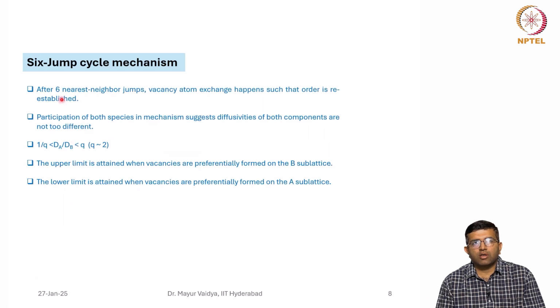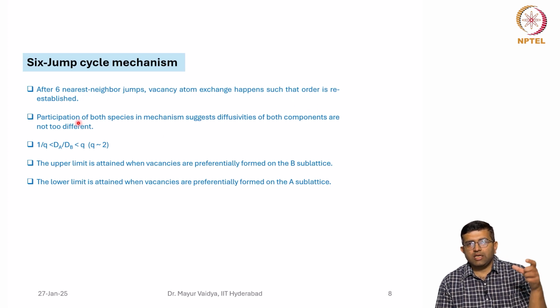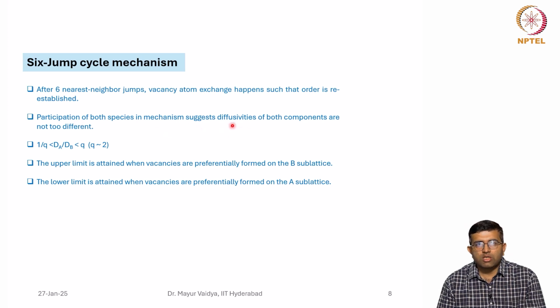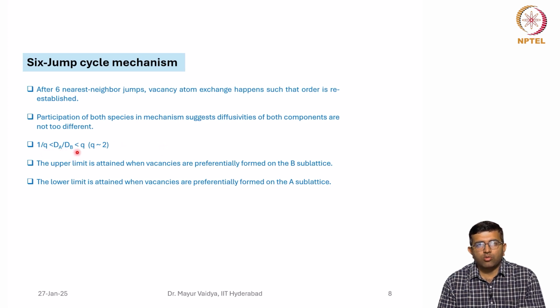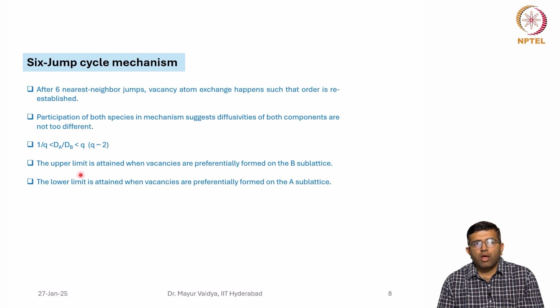A couple of features: after 6 nearest neighbor jumps, the vacancy-atom exchange happens such that the order is re-established. And because you can clearly see that both A and B atoms were involved, the diffusivities of both the components are not too different. So typically dA by dB lies in the range of 1 by Q to Q, where Q is approximately 2. The upper limit is attained when vacancies are preferentially formed in the B sublattice. The lower limit is attained when vacancies preferentially form on the A sublattice.